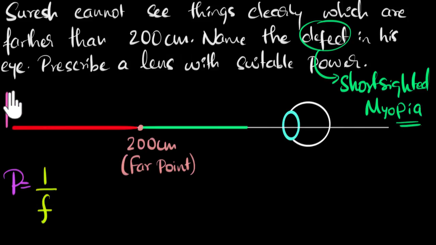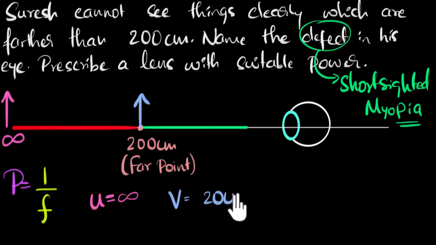In other words, if we have an object which is at infinity, then our lens should bring its image to the far point. That's what our lens should do. Then Suresh will be able to observe that object. All right? So from this, we understand that our lens should have a focal length in such a way that if the object is at infinity, then the image should be at 200 centimeters.